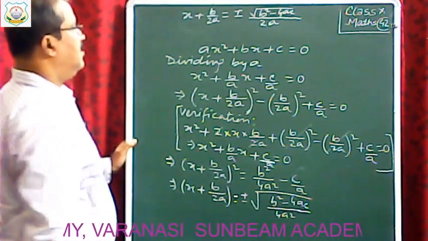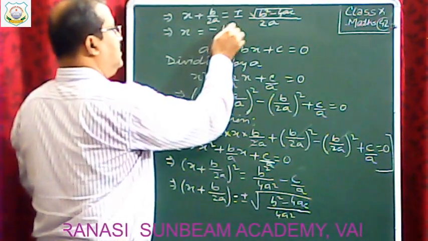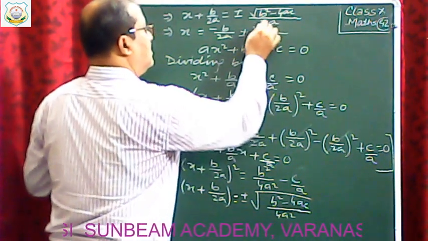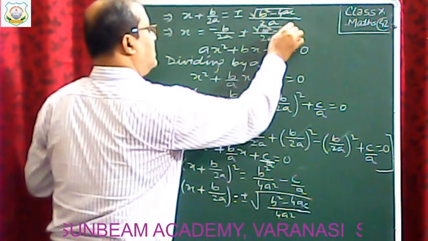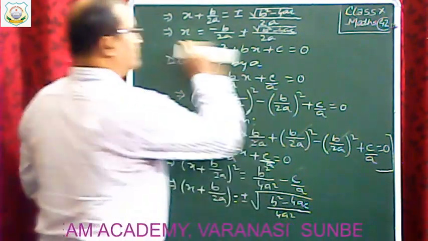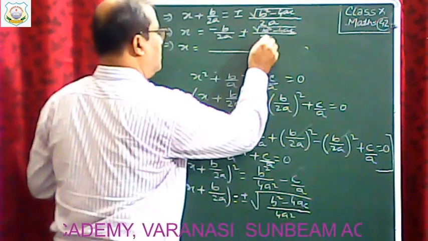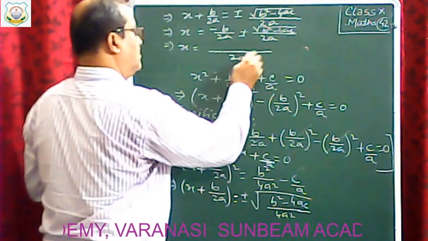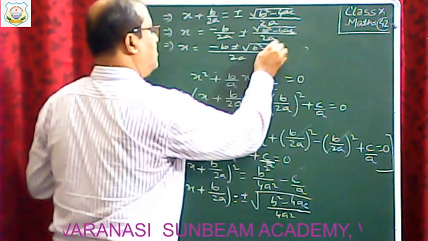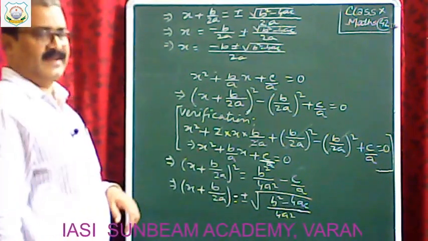Now you have to find out the value of x. So what you have to do, you have to transpose b by 2a, so minus b by 2a plus minus square root of b square minus 4ac upon 2a. Thereafter x equal to, taking LCM 2a, minus b plus minus square root b square minus 4ac. In this way you have to find the value of x.